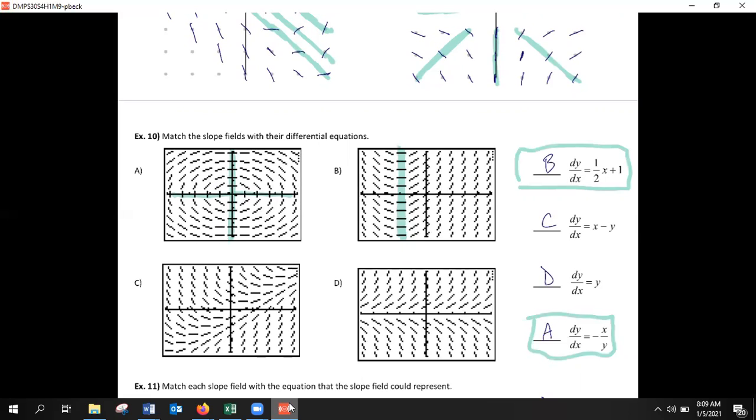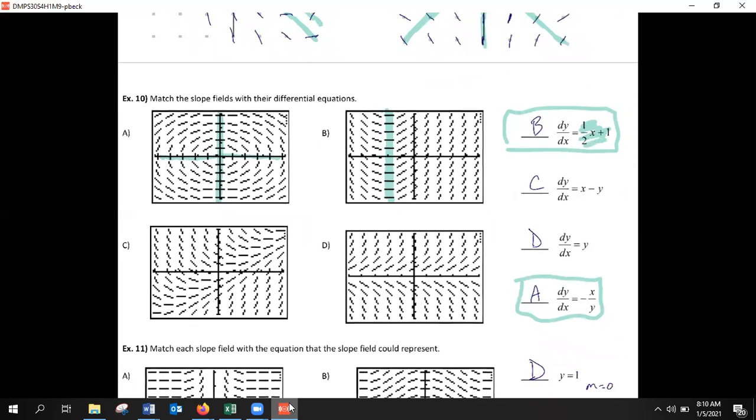You notice I'm going through different ways of approaching this. What I could also say is when my x value is -2, I have a slope of 0. Oh, that would be right here. For C, I have a slope of 0 along the line y equals x. So my slope is 0 along y equals x. That's going to be right here. So probably should have finished that one: y minus x equals 0.